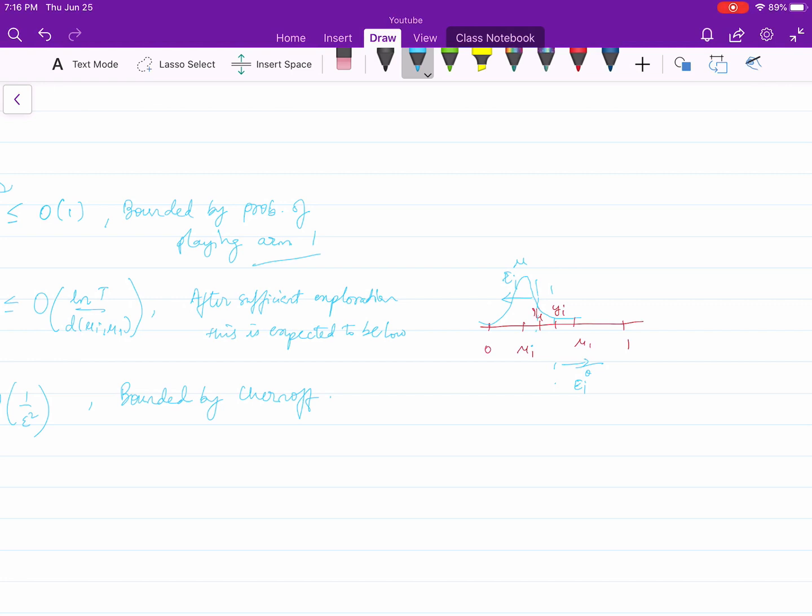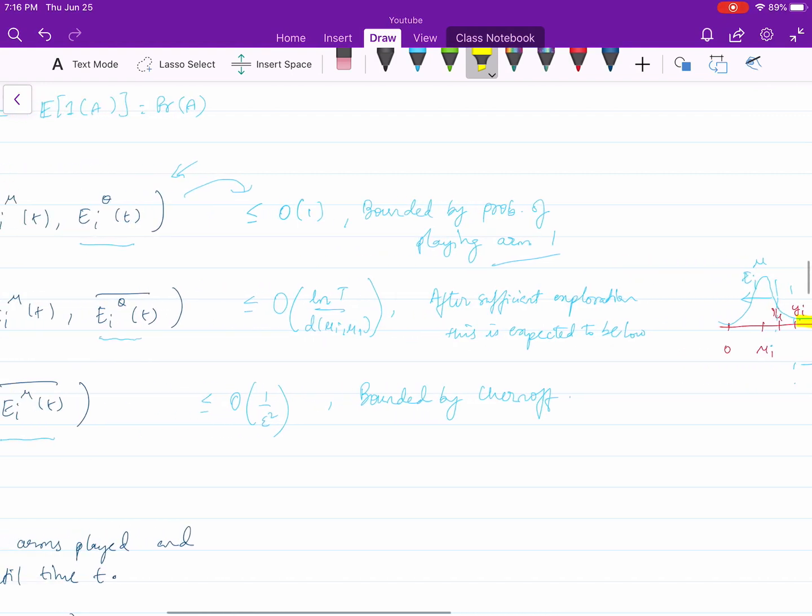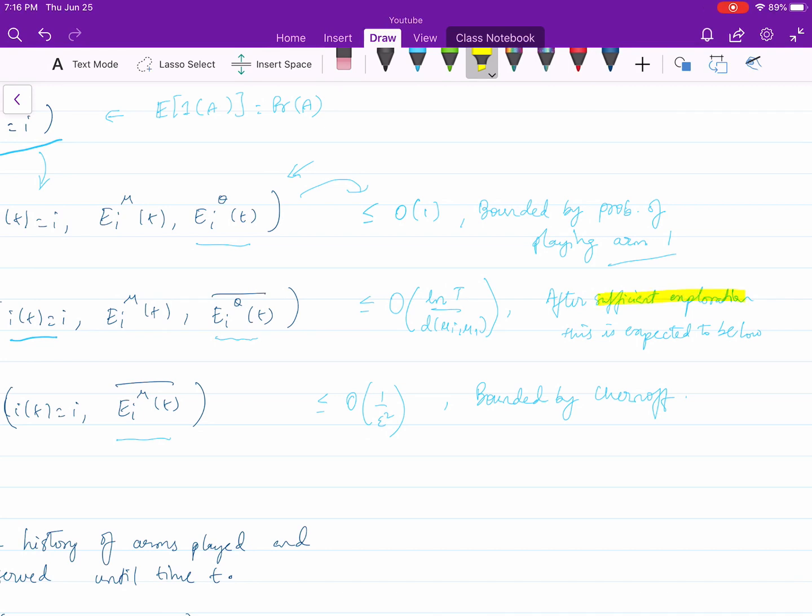So we hope that after some samples, the probability of selecting arm I and the sample theta I of t falling after yi, so this area, is low. And that is why we expect, after sufficient exploration of this suboptimal arm I, that is with these many samples, log t over the distance between mu I and mu1, we expect this term to be bounded by this up to some constants.